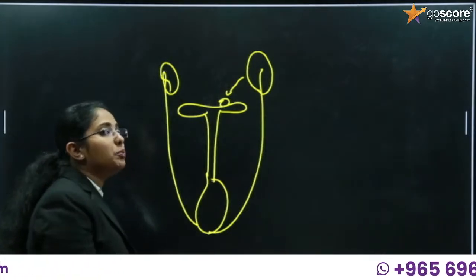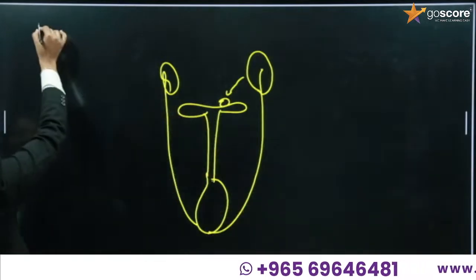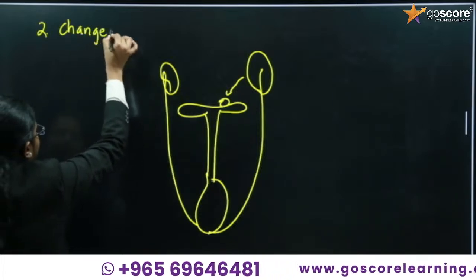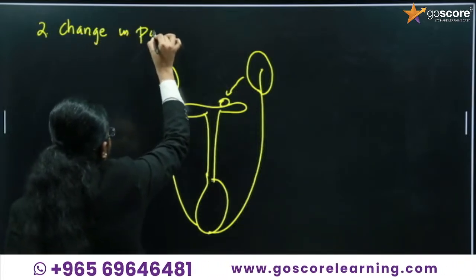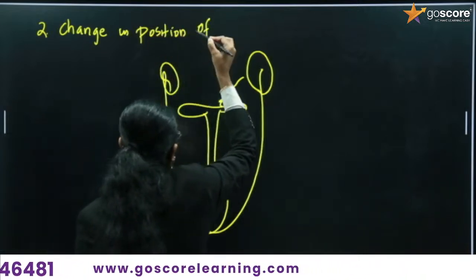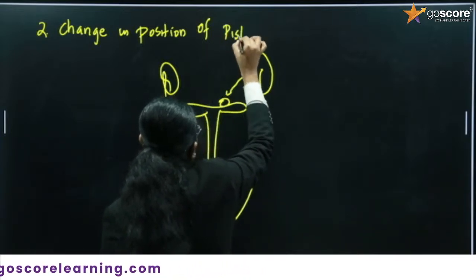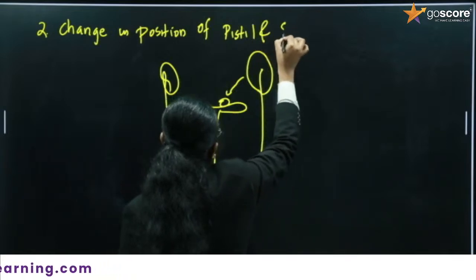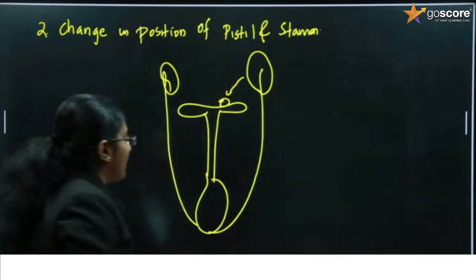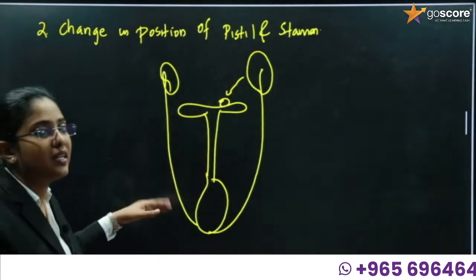So when outbreeding devices are developed, the second method is change in position of pistil and stamen. See, this is the condition where self-pollination can be done.